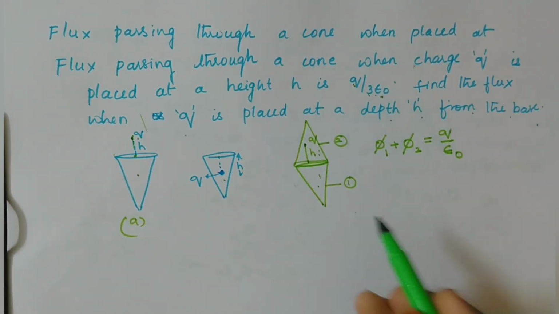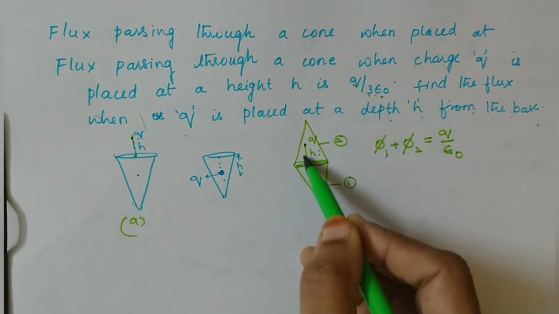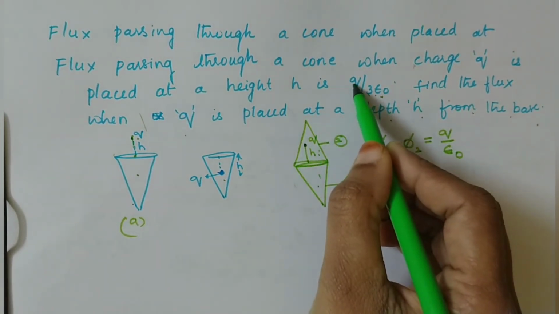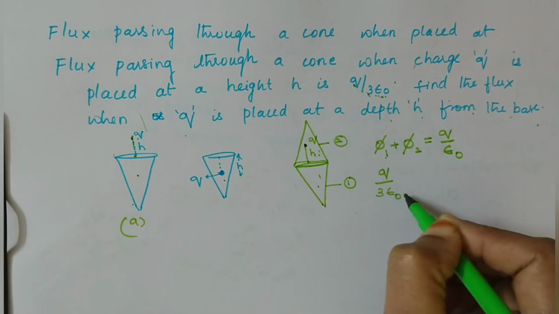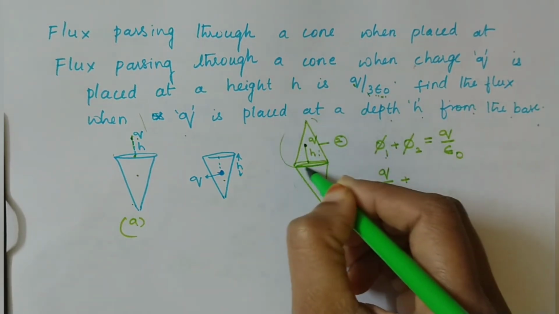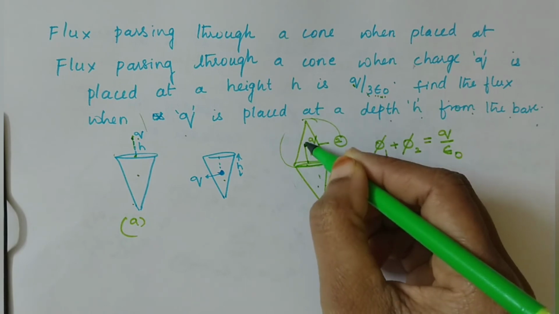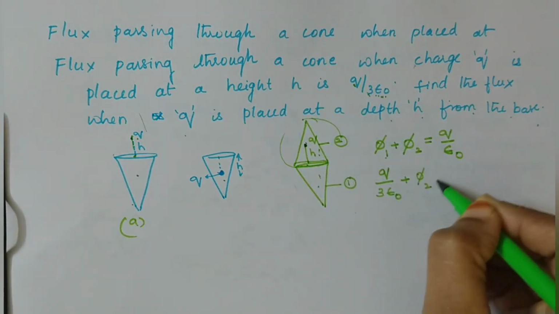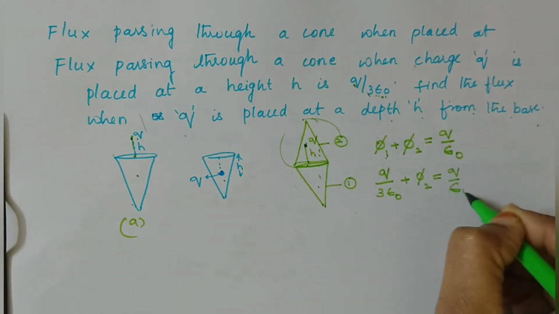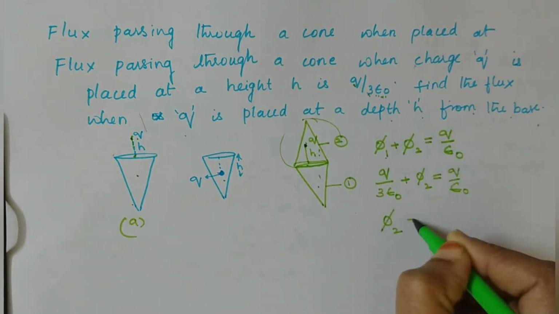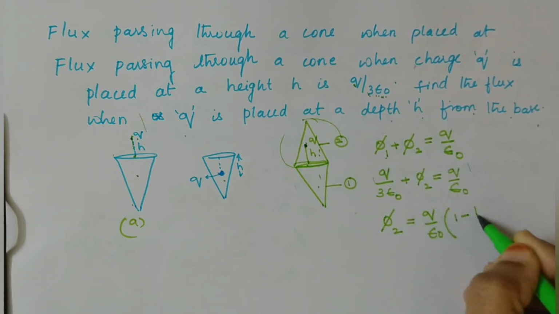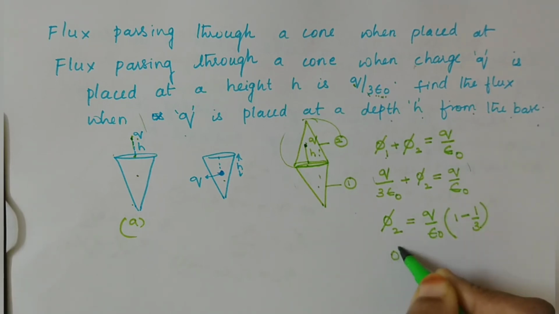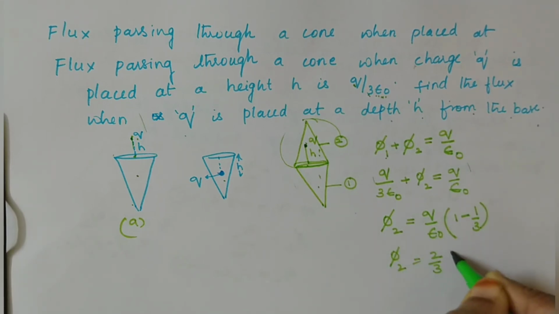I repeat, the flux of these two surfaces must be q by epsilon naught because this system is enclosing a charge q. Now already we know that flux through the first surface when the charge is at a height h is q by 3 epsilon naught. So phi 1 is q by 3 epsilon naught as per the given data. And we need to find the flux for this type of arrangement when the charge is at a depth equal to h. Phi 1 plus phi 2 should be equal to q by epsilon naught, which implies phi 2 is equal to q by epsilon naught minus phi 1. Bring this term to the left hand side: 1 minus 1 by 3. So phi 2 should be equal to 2/3 of q divided by epsilon naught.